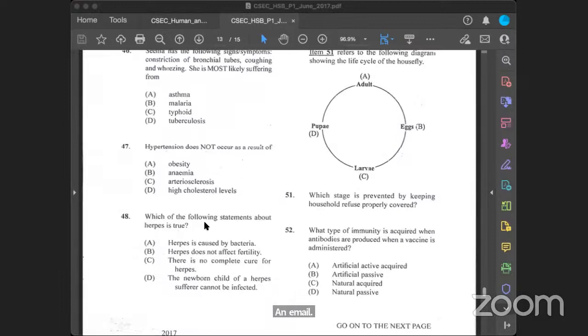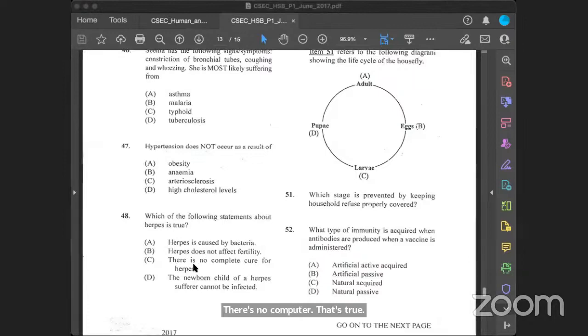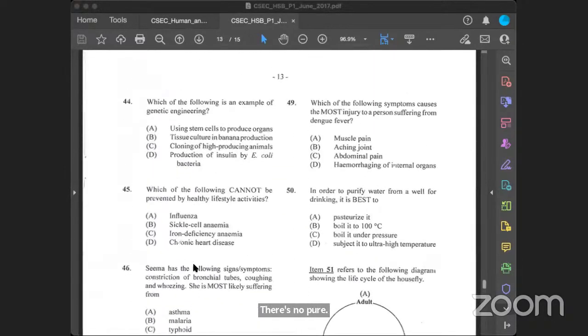Which of the following about herpes is true? It's caused by a bacteria, right? Hold up there. That's not true. Herpes is a virus, not a bacteria. Does not affect fertility? Yes, it does. There's no complete cure. That's true. So it's C. Good.